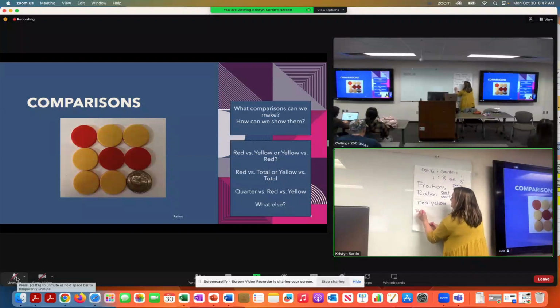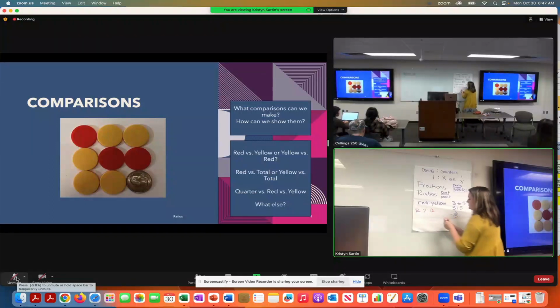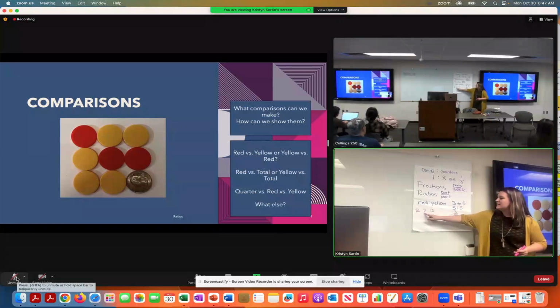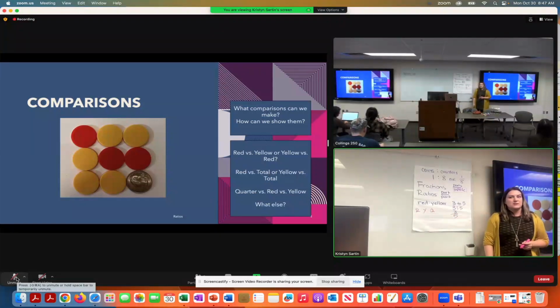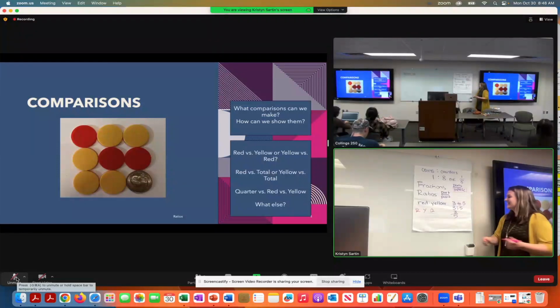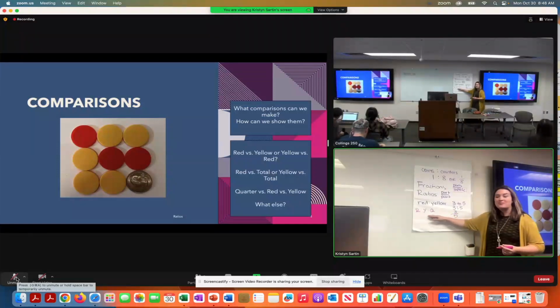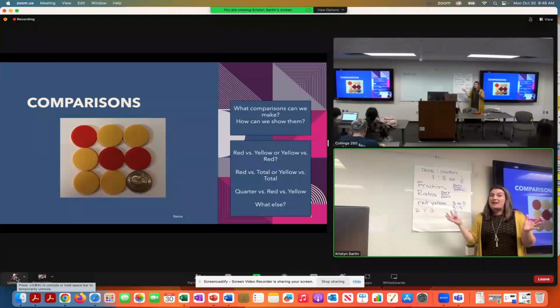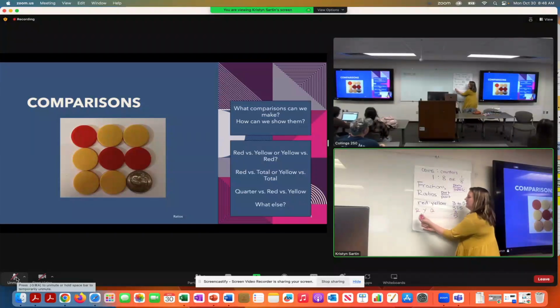I'm going to shortcut because I'm a mathematician, right? So I'm going to shortcut what I write. Red to yellow to coins. I'm going to put a Q for quarter, like counters. So red compared to yellow compared to quarters. Now what are we comparing? One part to another part to another part. Okay, so what numbers should I put to represent this thing that I want to compare? What have I got? I know 3 compared to 5 compared to 1. Okay.